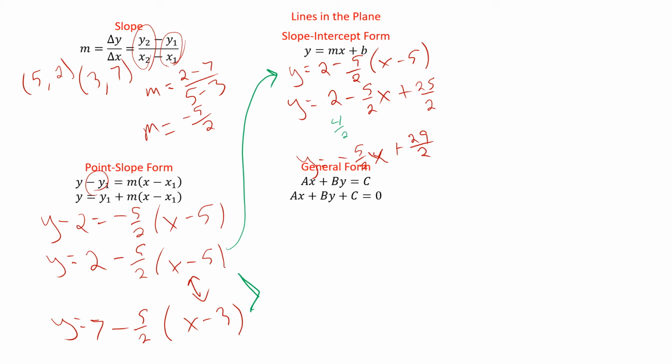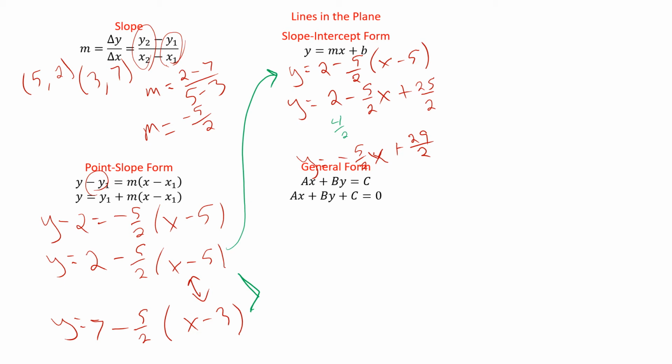If we wanted to take our equation and write it in the general form, it starts from the slope-intercept form. If I was given 2 points and had to write them in general form, I would first use point-slope form, take it to slope-intercept form, and then from there move it to general form. That's the easiest way of doing it.